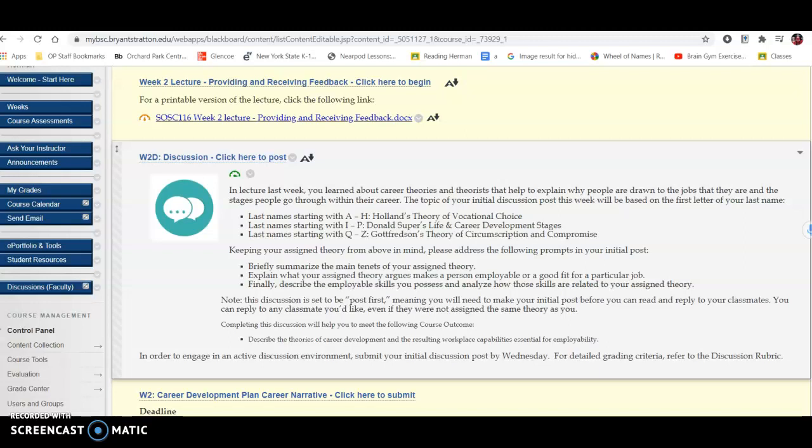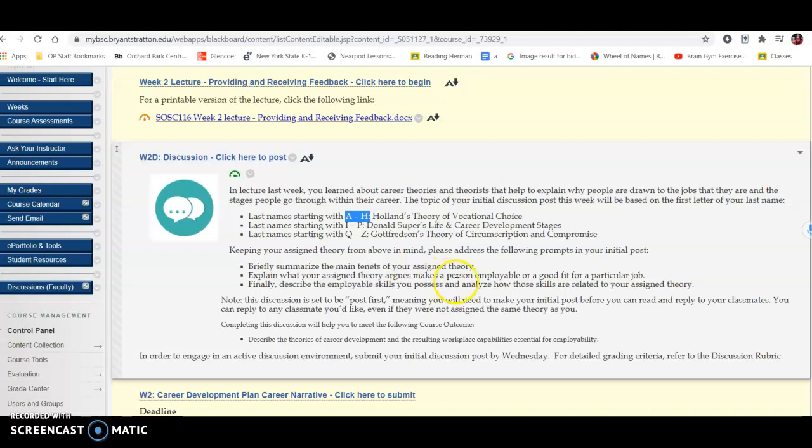week's lecture about the different career theorists. This week you are breaking down one more specifically. Based on the starting letter of your last name, A through H is Holland, I through P is Super, and Q through Z is Gottfredson's theory of circumscription and compromise. So basically you're breaking down those specific theories. That way you can get more in detail.